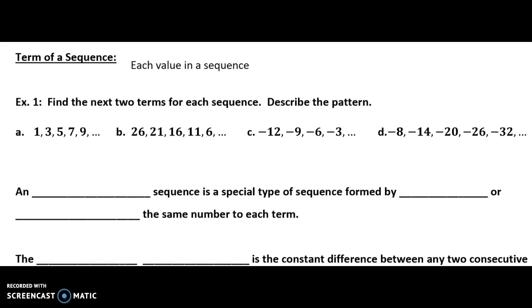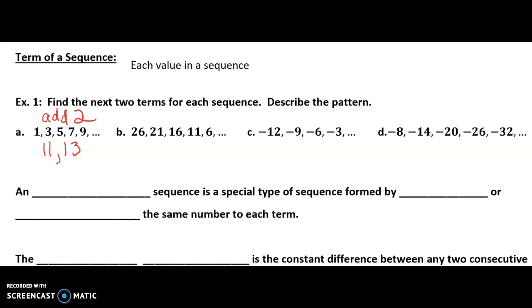Well, to help us find that, we need to figure out what the pattern is. As you can see, as we go from one term to the next, we have to add 2. Therefore, the next two terms in the sequence, the 6th and the 7th term, would be 11 and 13. So the pattern is you have to add 2 to get to the next term.